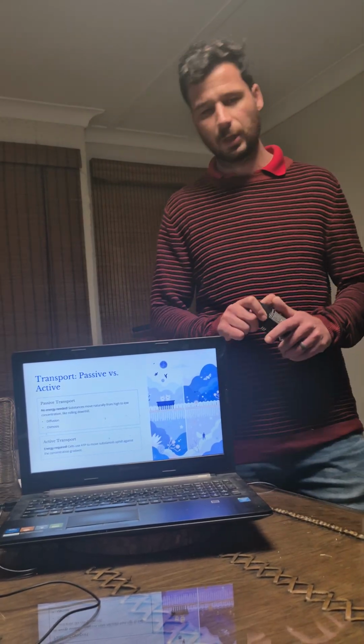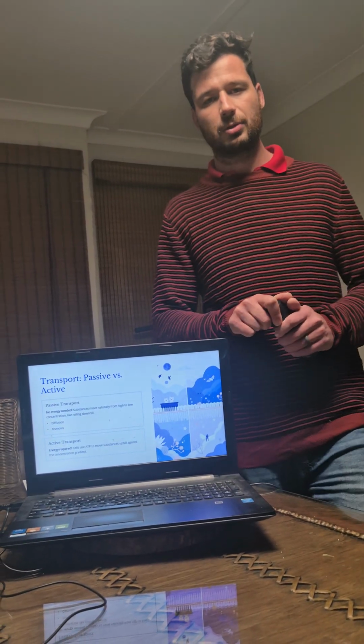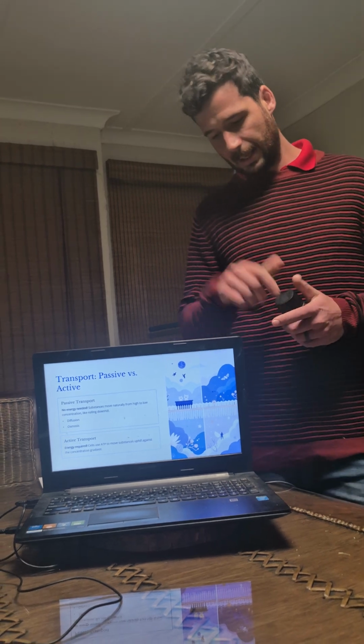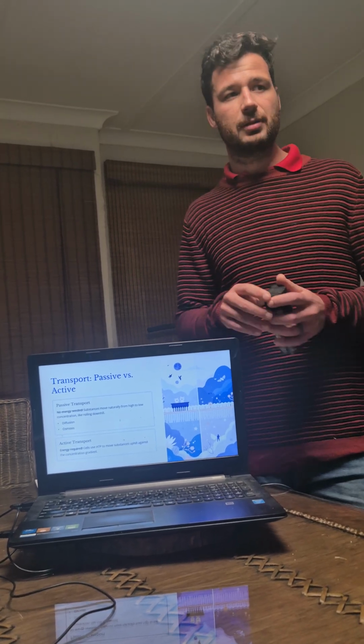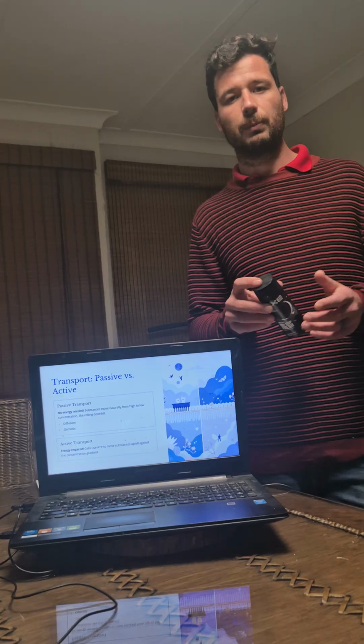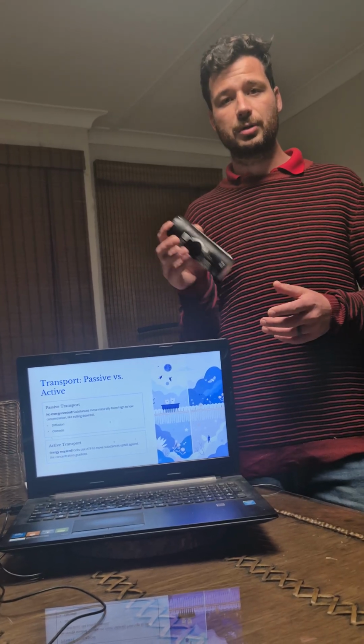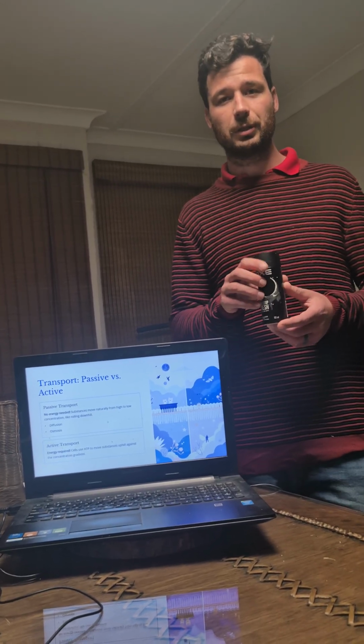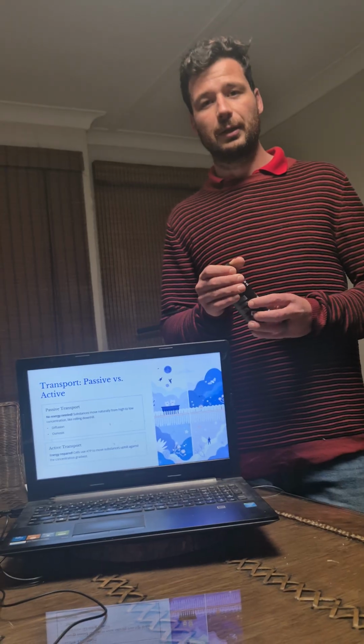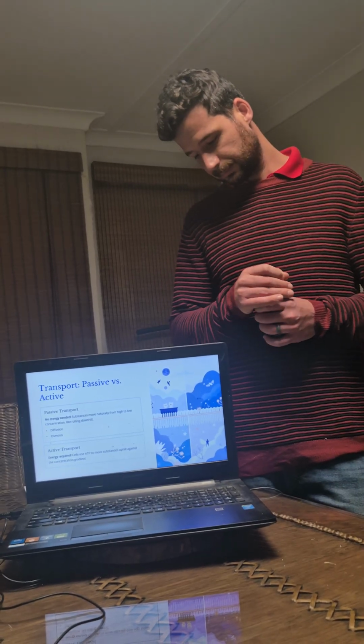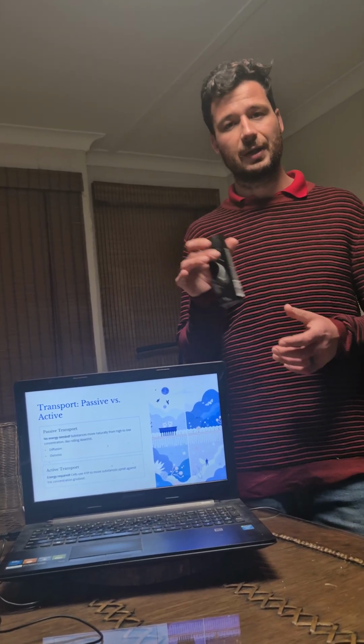Now for diffusion, we have a nice demonstration which we can show the learners. You'll start off with the definition that it's the movement of particles or molecules from a high concentration to a low concentration, and that we are going to demonstrate how this works.